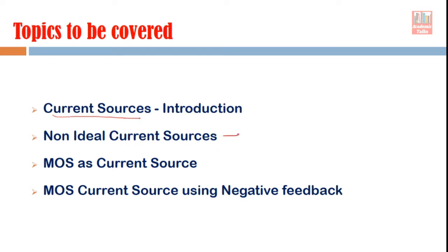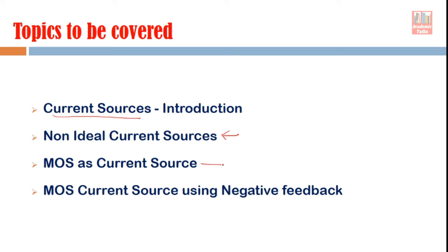After that, we will discuss what are the characteristics of non-ideal current sources, because practically when you use a current source, you cannot expect the characteristics of ideal current source. So, there will be major deviations in the characteristics. So, what are those deviations and what are the parameters which describe those deviations? Those will be discussed in that section.